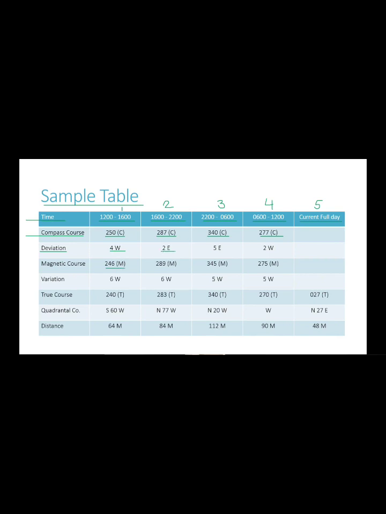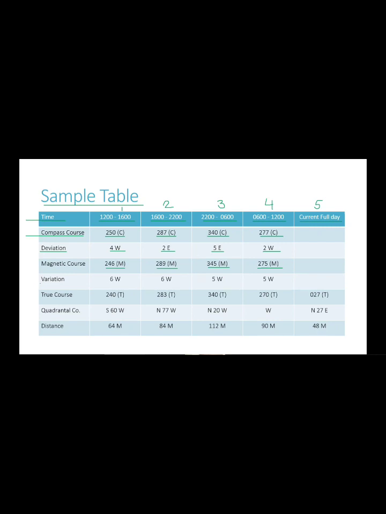Here it is 2 degree east, error east, compass least. So we add it and we get the magnetic course as 289. Error east, deviation east, compass least. So 340 plus 5 gives us the magnetic course as 345. Again, you have deviation west, compass best, and we get the magnetic course as 275. So हमें सारी की सारी legs पे magnetic courses मिल गए हैं.